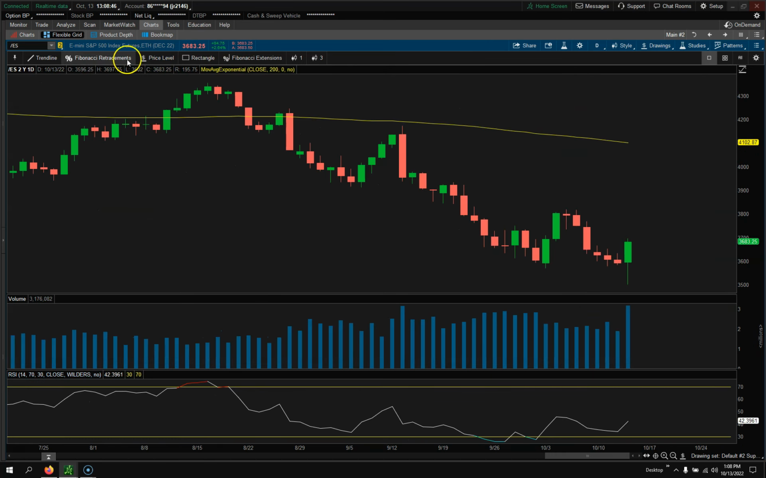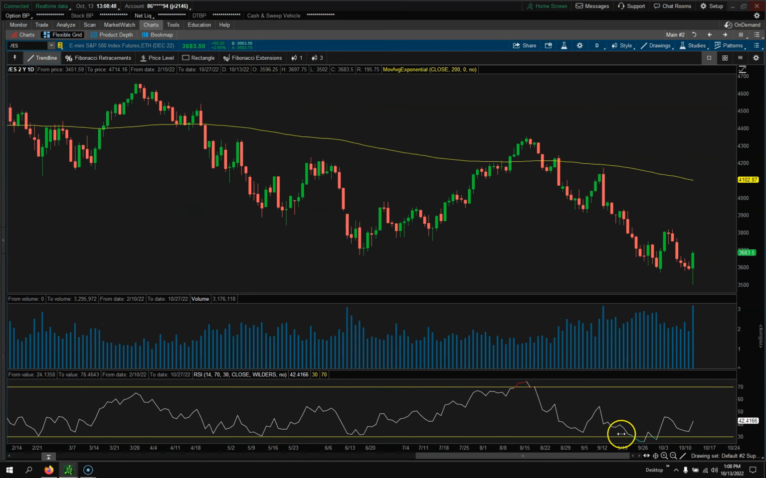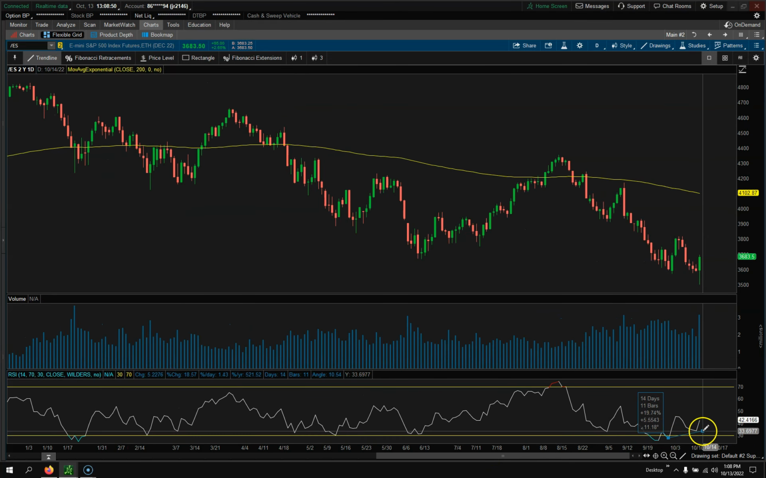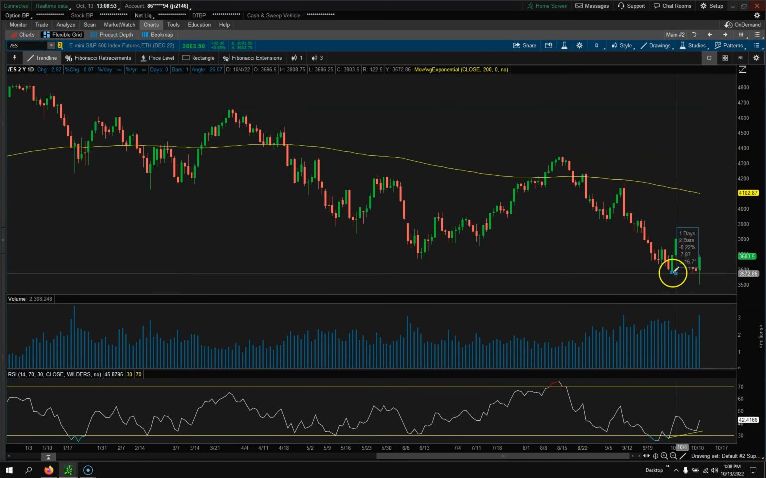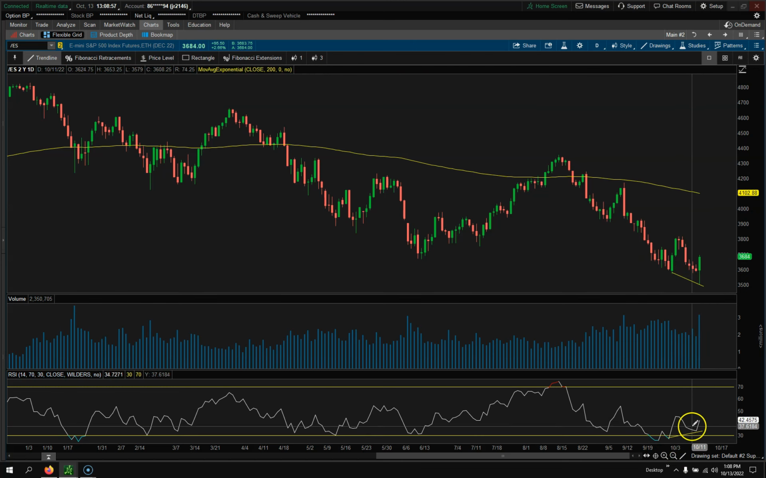Third thing that we want to look at is divergence. Look at this. As we made these lows, the RSI on the daily time frame is making a higher low. So this is now locked in, and chances are we're going to probably keep going higher.